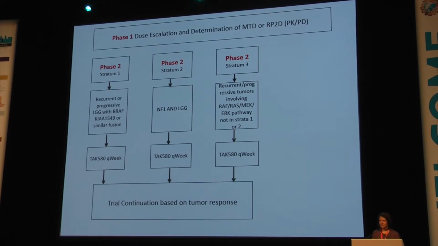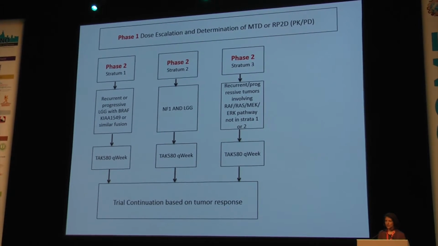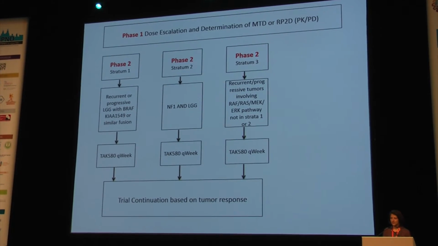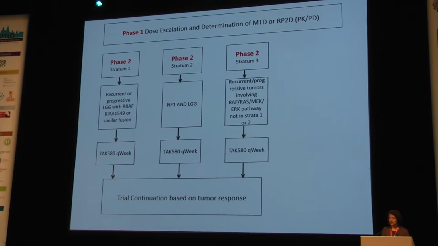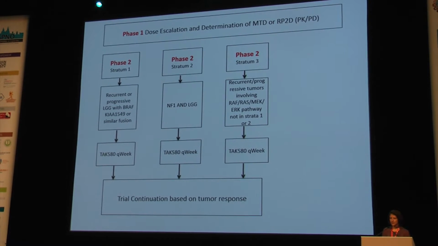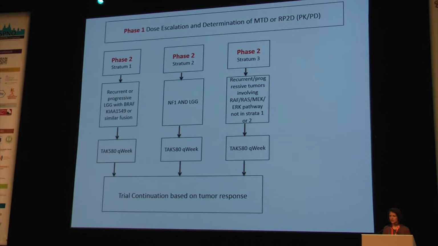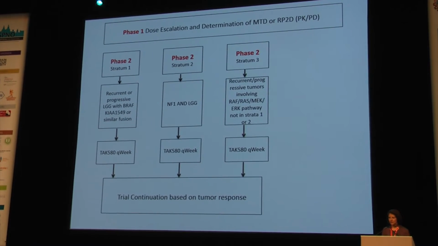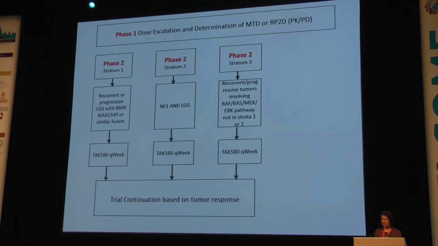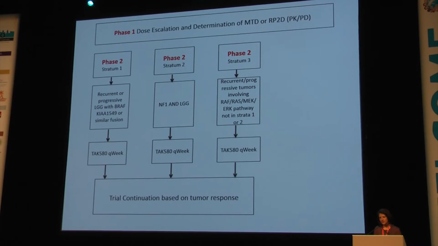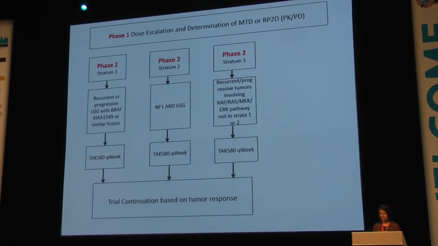The phase 2 portion of the study is a multi-strata study whereby stratum 1 includes patients with recurrent or progressive low-grade gliomas harboring the BRAF KIAA1549 fusion or some such similar fusion. Stratum 2 is restricted to those patients with low-grade glioma in the setting of NF1. And stratum 3 is for patients with recurrent progressive tumors that involve the RAF-RAS-MEK pathway, not eligible for stratum 1 or stratum 2. These patients will receive TAC580 weekly, and that portion of the trial will continue based on tumor response.